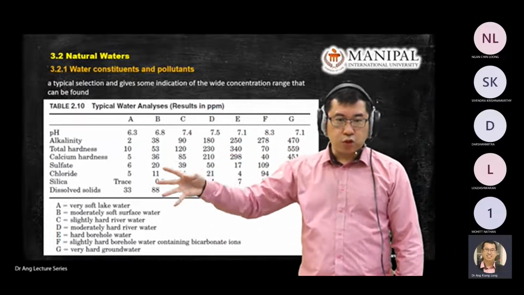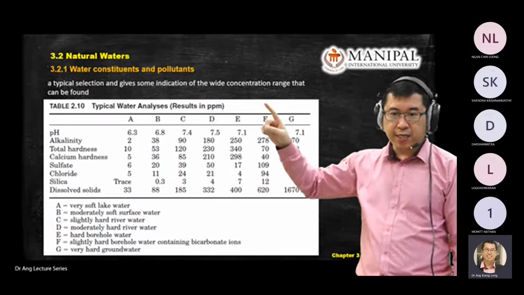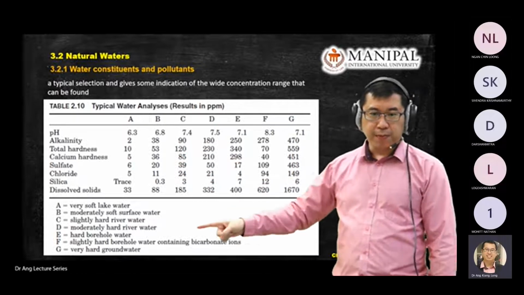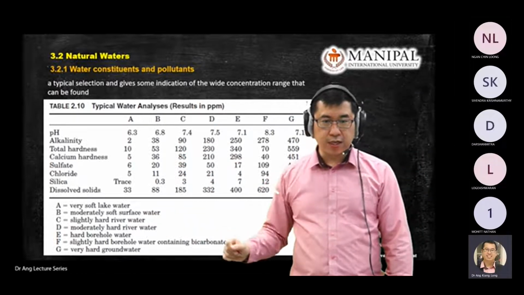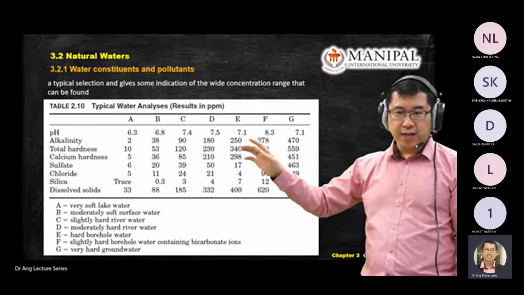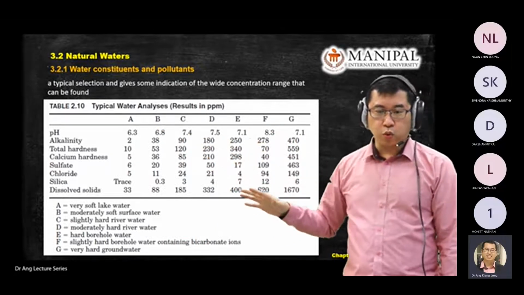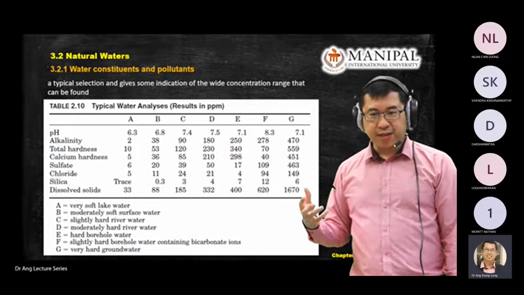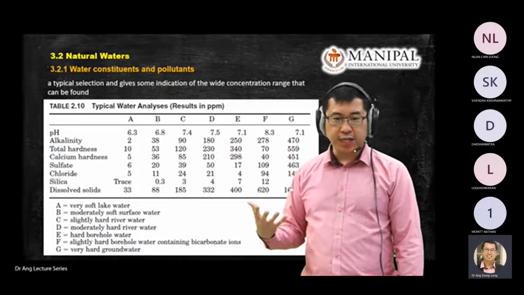And then they group them into categories. You have A, B, C, D until G. What do I mean by A? Very soft lake water. G means very hard water. From soft to hard. So there is a value to describe the condition or the quality of the water.